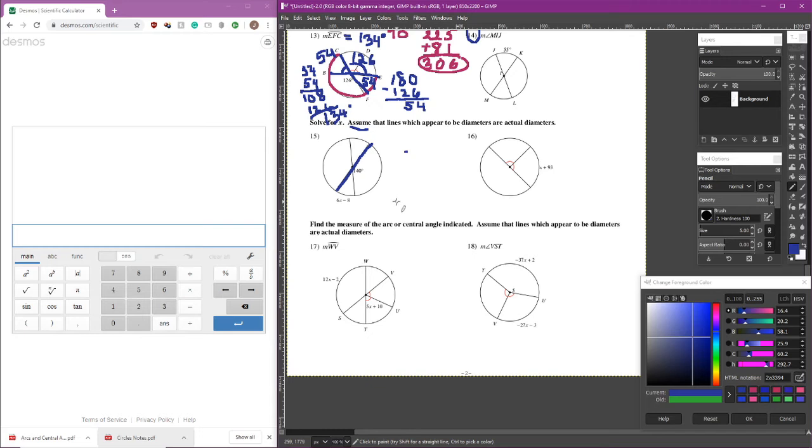There are 180 degrees in every half circle. So I can say that this little arc right here, that's 6x minus 8, plus the bigger arc that we know is 140 degrees, both of those added together will give us 180 degrees. So we make a little equation: 6x minus 8 plus 140 equals 180.